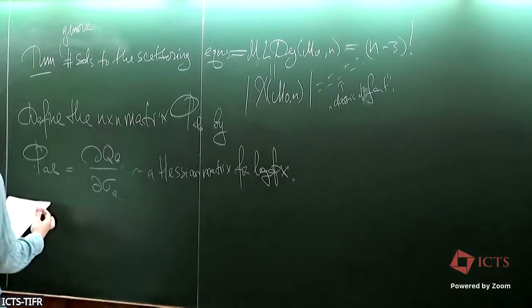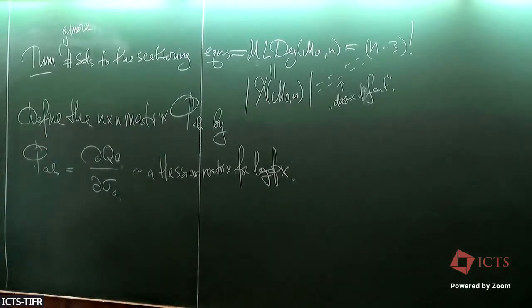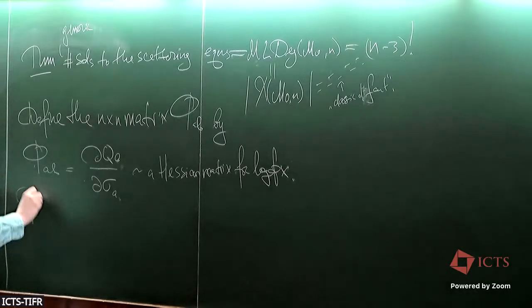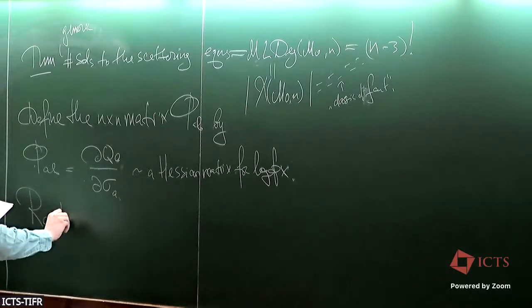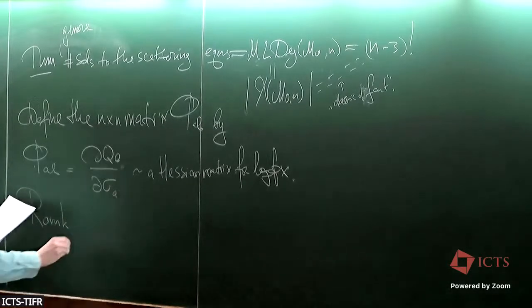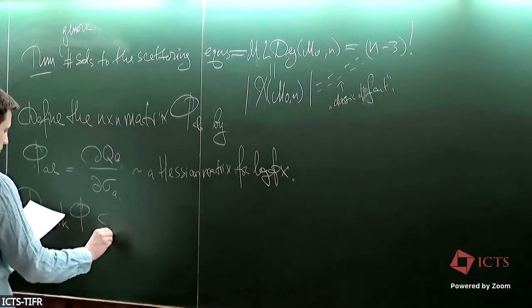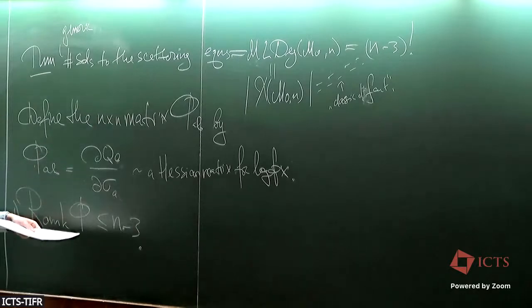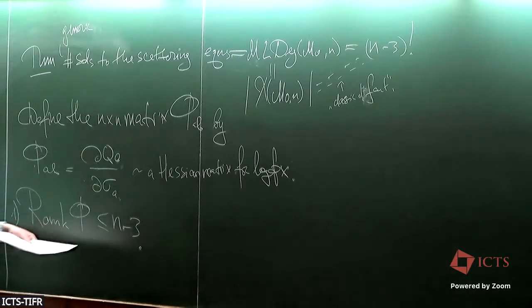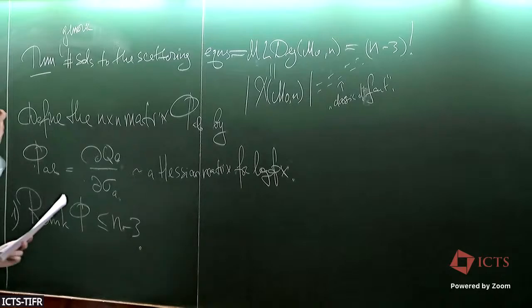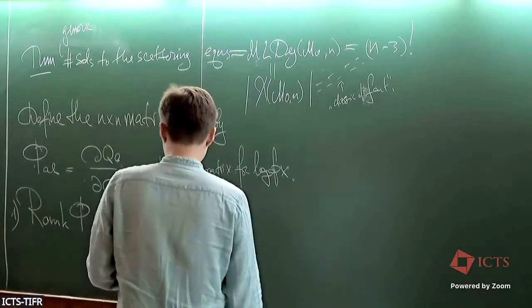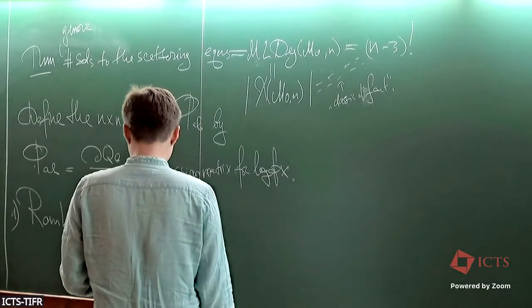Okay, so now I will tell you some facts without any mathematical proofs. You will just have to believe me because we don't have much time, and I think it's okay if you believe me. So the first fact: the rank of phi is at most n-3. It's an n by n matrix, but it's always degenerate, and in fact, it's quite degenerate. The rank is at most n-3. It's never n, never n-1, and never n-2.